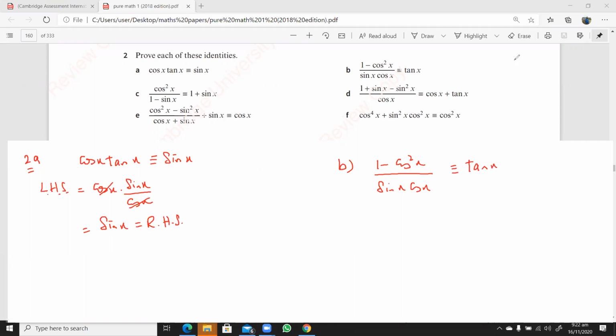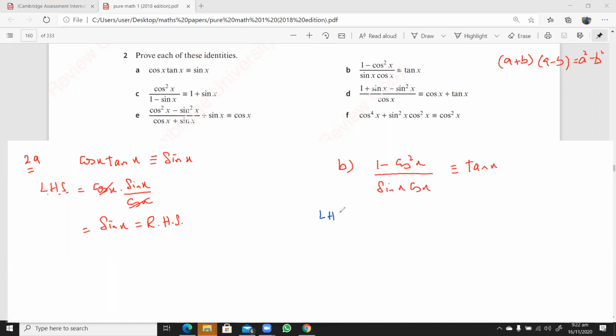Now, please remember this, a plus b into a minus b, which is a square minus b square. Just remember that this can be used over here. This is used, in fact, a lot in these identities. So 1 minus cos square x can be written as this.